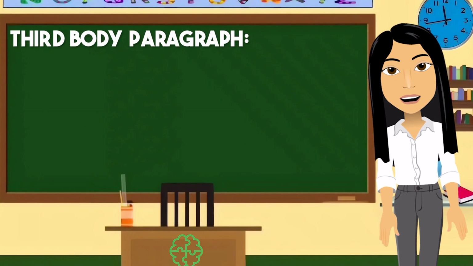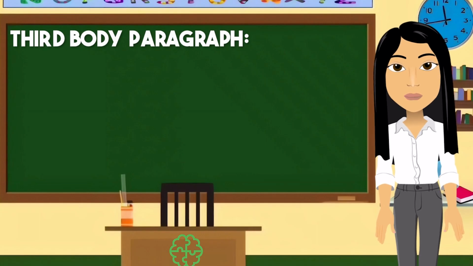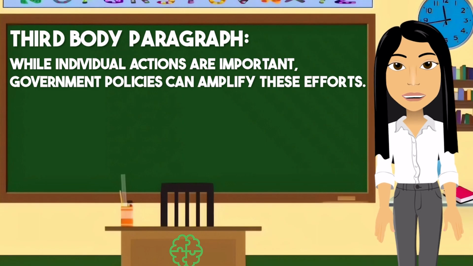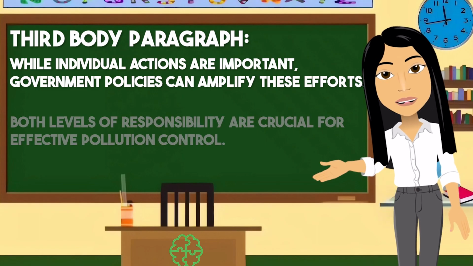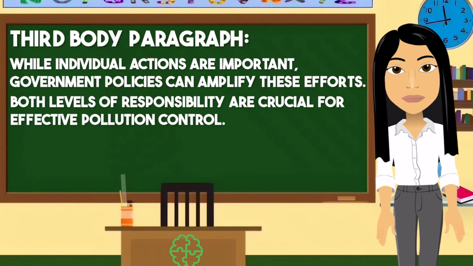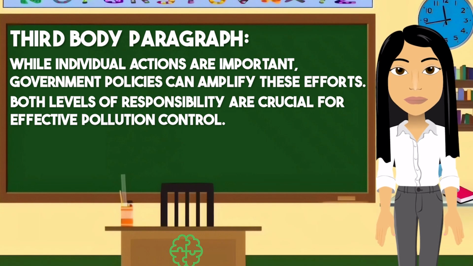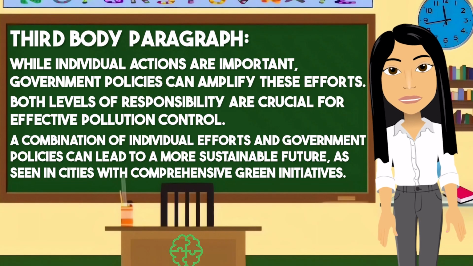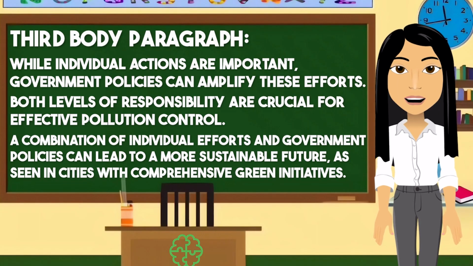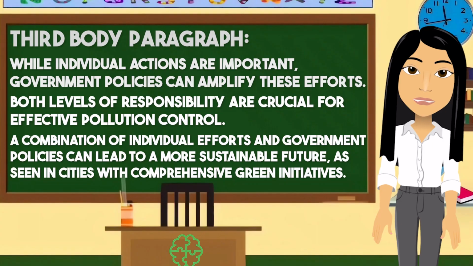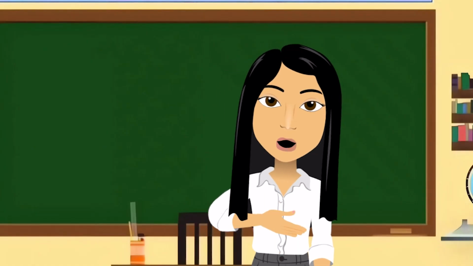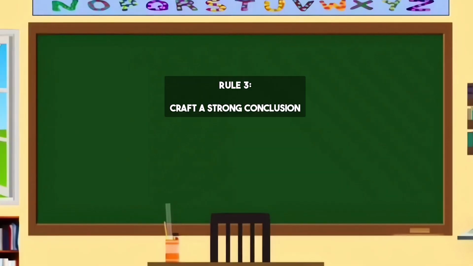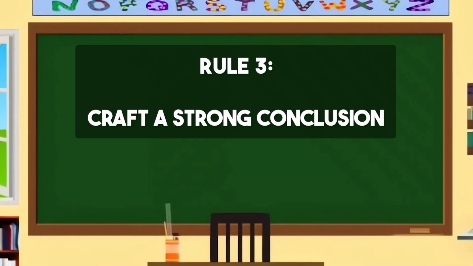Finally, present your own opinion and a balanced view in the third body paragraph. While individual actions are important, government policies can amplify these efforts. Explain that both levels of responsibility are crucial for effective pollution control, and provide an example of how a combination of individual efforts and government policies can lead to a more sustainable future, as seen in cities with comprehensive green initiatives. By using this clear structure, you ensure that each part of your essay is well organized and directly addresses the question.